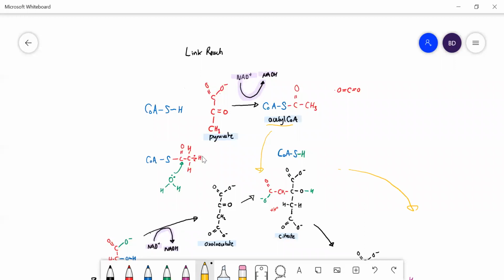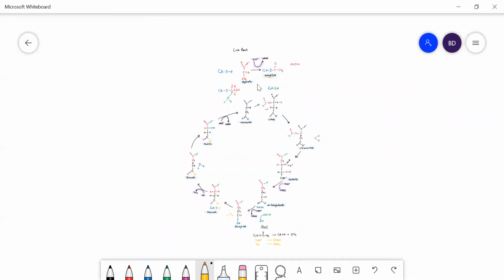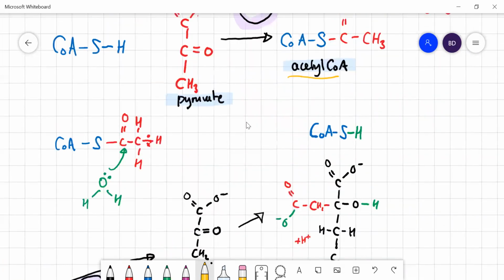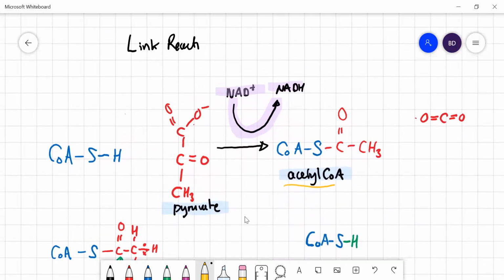Okay, so anyway, let's look at this step by step in quite a lot of detail, quite a lot of chemistry detail, much more than you need for the specification, but just to understand what's going on there. Okay, so let's have a look at the link reaction. Right, here's the link reaction.